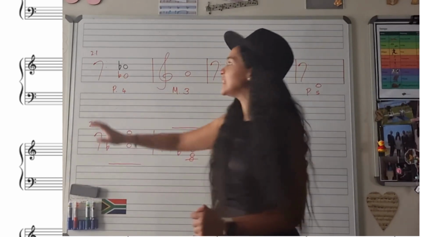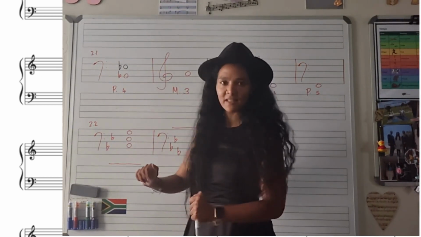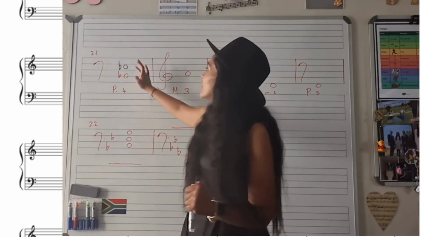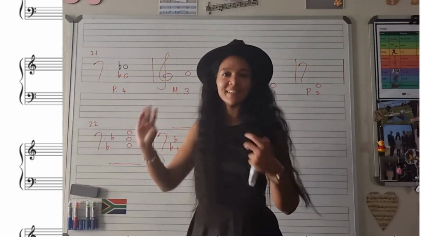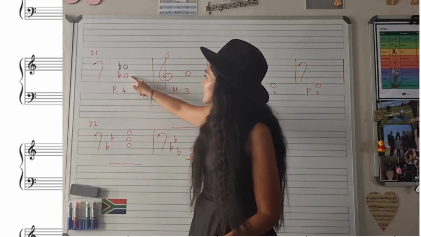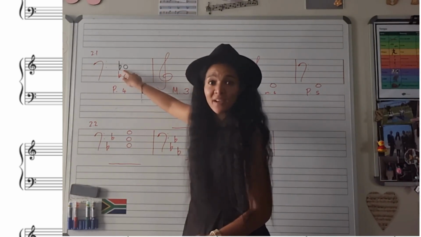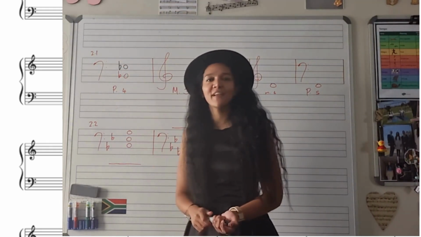Here they don't give us any accidentals or any key signatures, so we have to fill in sharps or flats if the note that we're about to write is indeed a sharp or a flat note. Like here, a perfect fourth above B flat is E flat, so I definitely have to make sure that I have my flat in front of that E.